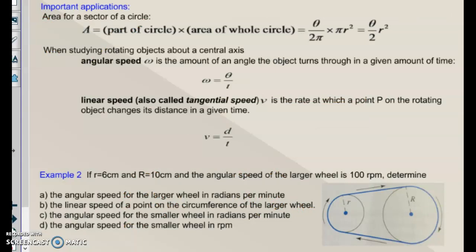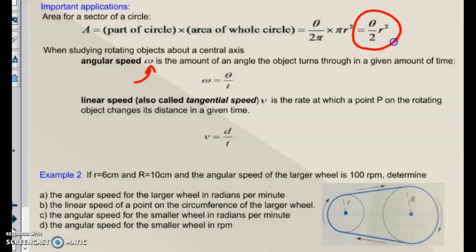So if we recall from finding the area of a sector from geometry, we would do the part of the circle times the area of the whole. Well, in radians, it's just the angle in radians divided by 2 times the radius squared, which is an easier formula. When studying rotating objects about a central axis, the angular speed, now this fancy Greek letter looks kind of like a cursive W, is the amount of angle an object turns in a given time.